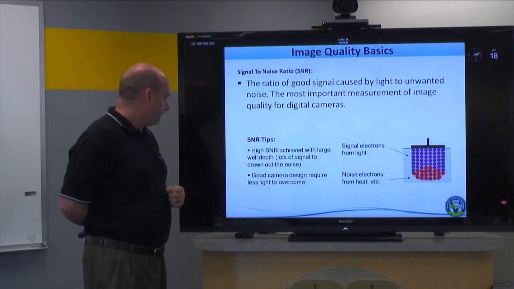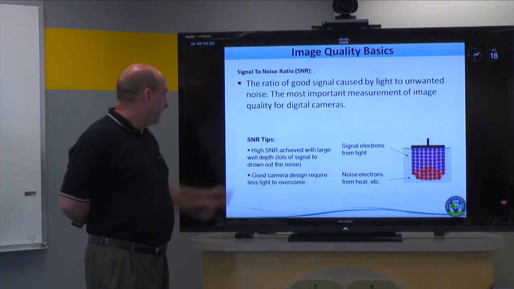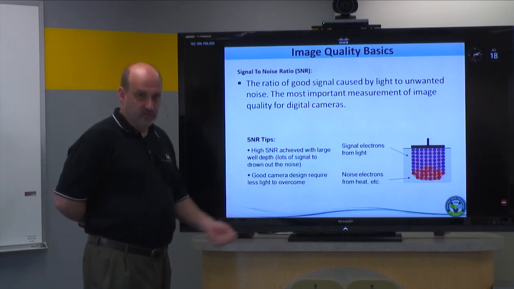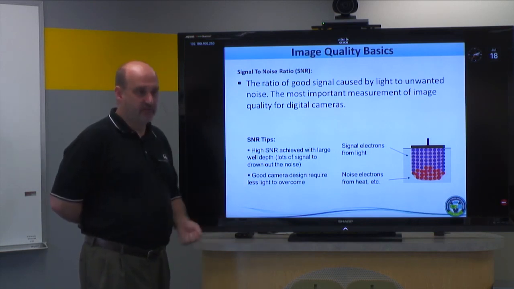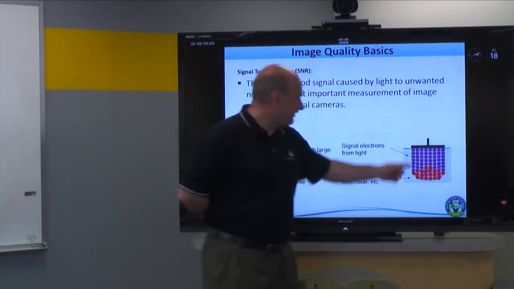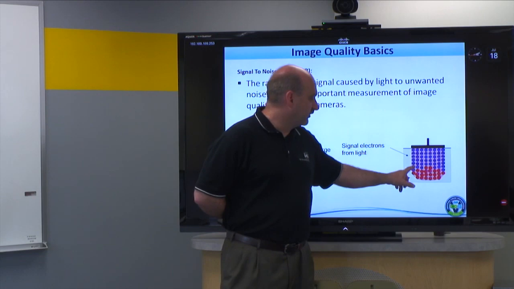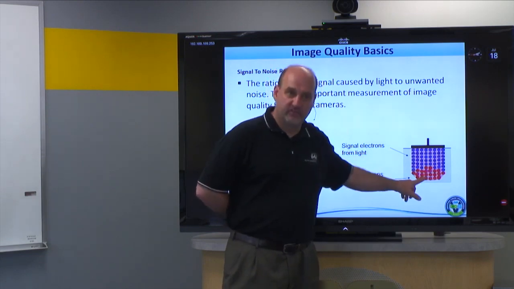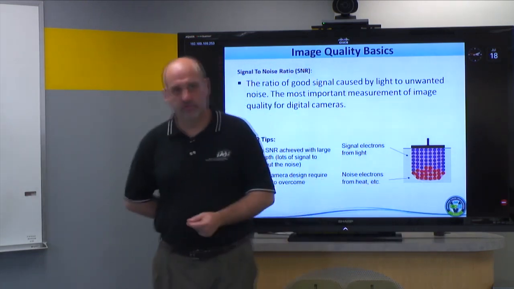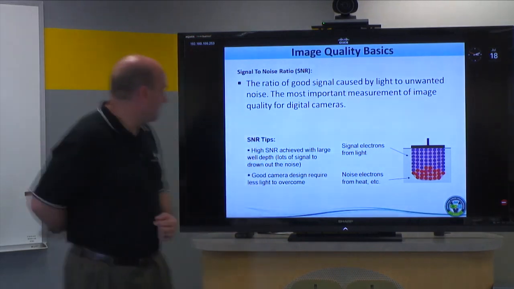So this also affects sensitivity. Good camera designs require less light to overcome the noise factor. If you have a bad camera design with high noise, you can't have good sensitivity, because sensitivity means I could measure only 1 or 2 photons in there. If I have a whole bunch of photons of noise, then it's harder to measure those few. So this comes back to camera design.